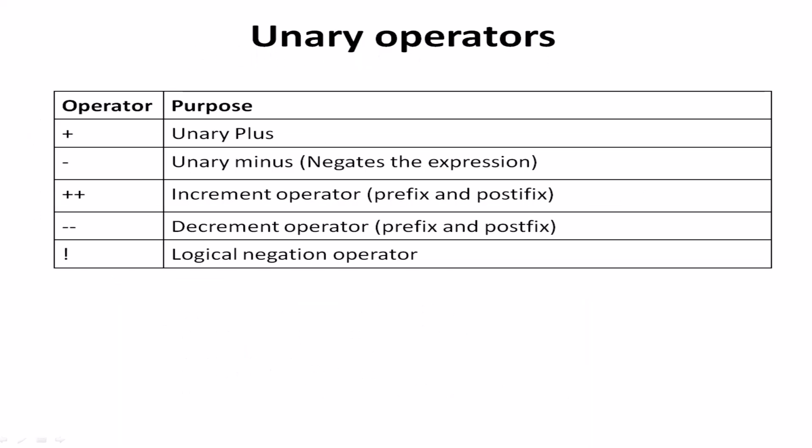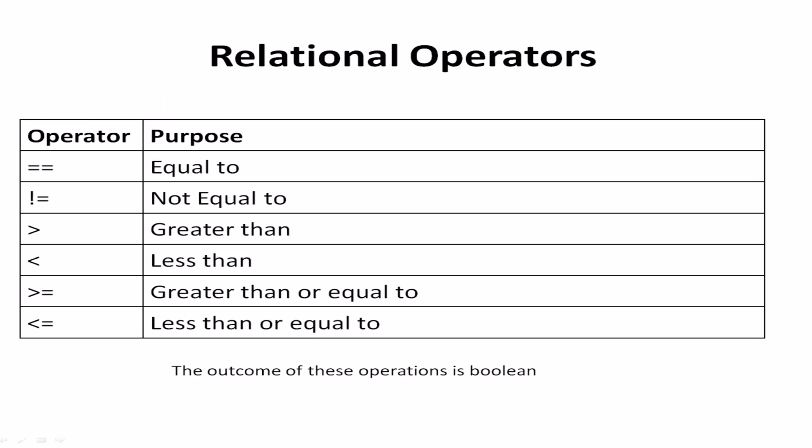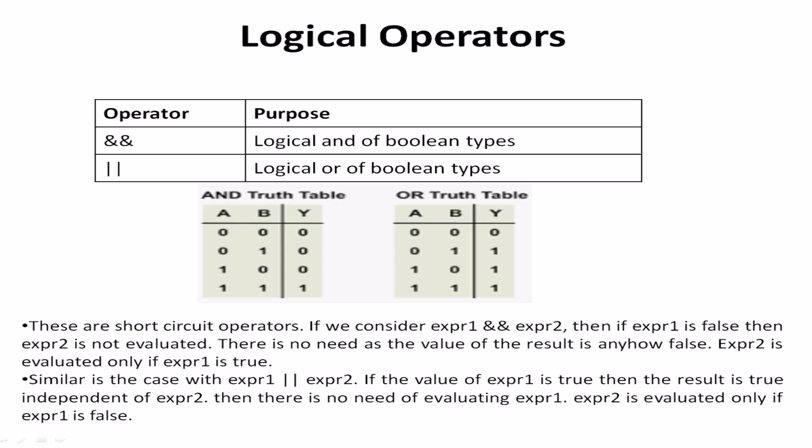Next one is unary operators. Here you have unary plus, unary minus, increment and decrement operator and logical negation operator. Next operators are relational operators. Here we are going to use equal to, not equal to, greater than, less than, greater than or equal to, less than or equal to. The outcome of these operations is Boolean.